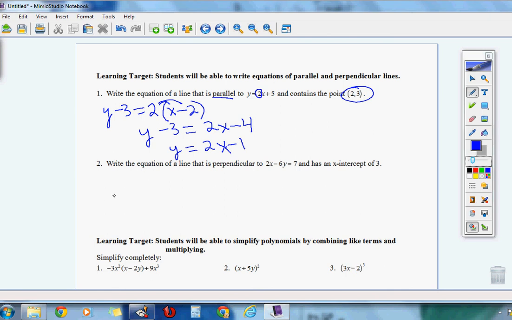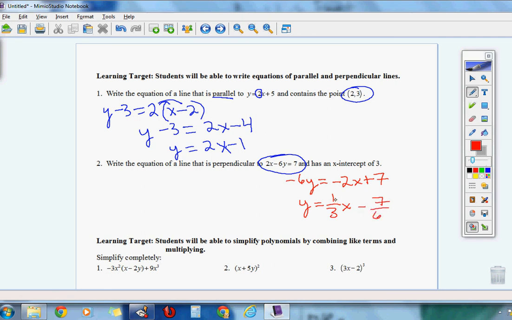Okay, one more to finish off this video before I make more. Write the equation of a line that is perpendicular. Well, I cannot tell my slope right off the bat from that. So what I'm going to have to do here is make this into slope-intercept form. So negative 6y equals negative 2x plus 7. And then we divide by negative 6. So y equals actually a positive 1/3 x minus 7/6.